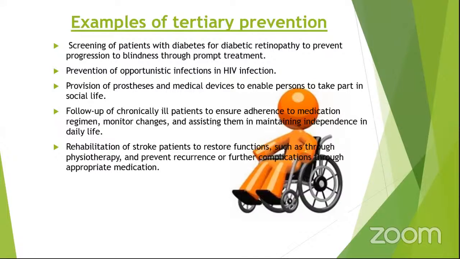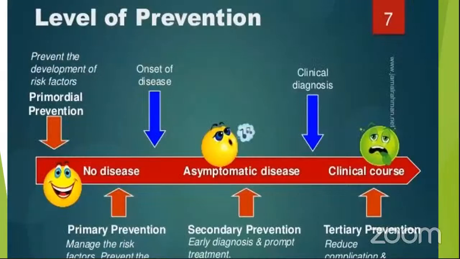through prompt treatment, prevention of opportunistic infections in HIV infection, following up chronically ill patients to make sure that they adhere to their medication, and rehabilitation for stroke patients to restore function through physiotherapy. So this is just a summary of the levels of disease prevention that we've discussed.